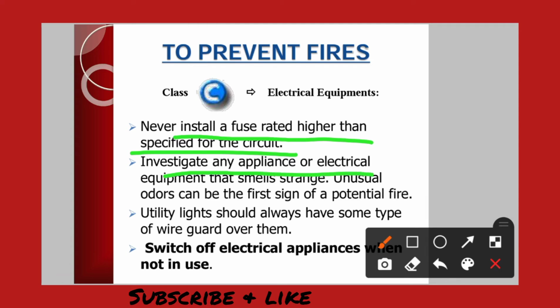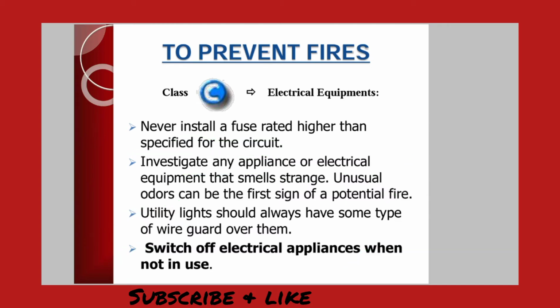Investigate any appliance or electrical equipment that smells strange. Unusual odors can be the first sign. See, smell and sound are also important criteria to determine what is on fire. The utility lights should always have some type of wire guard over them. Switch off electrical appliances when not in use. So these are the important criteria related to electrical fires which we can take care of. They are very basic and important ones.